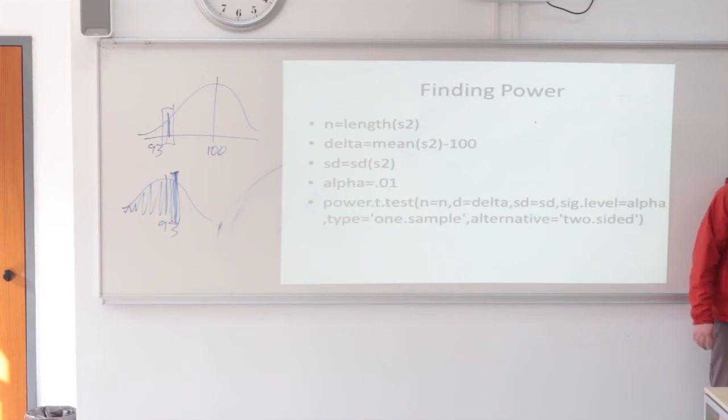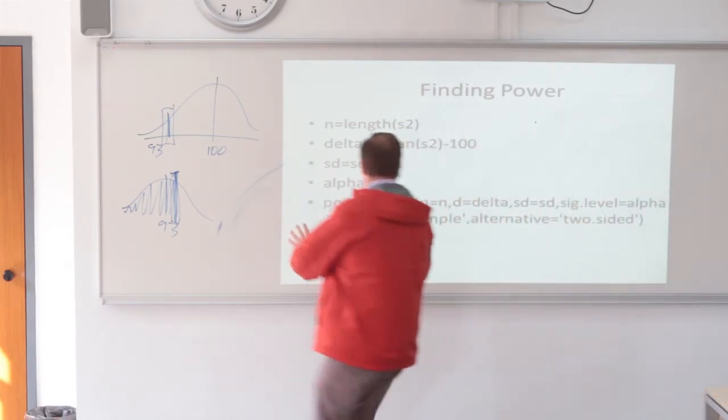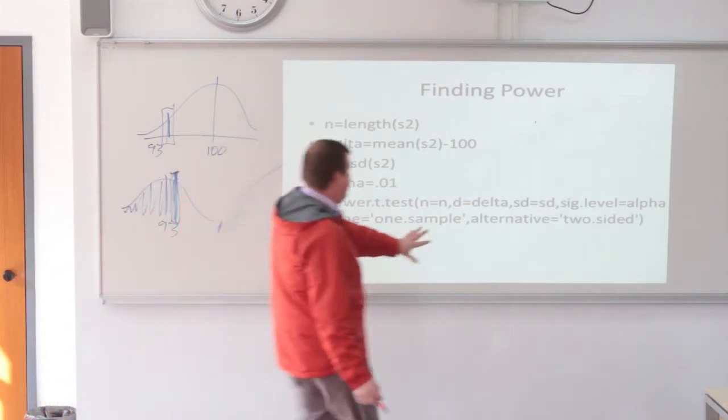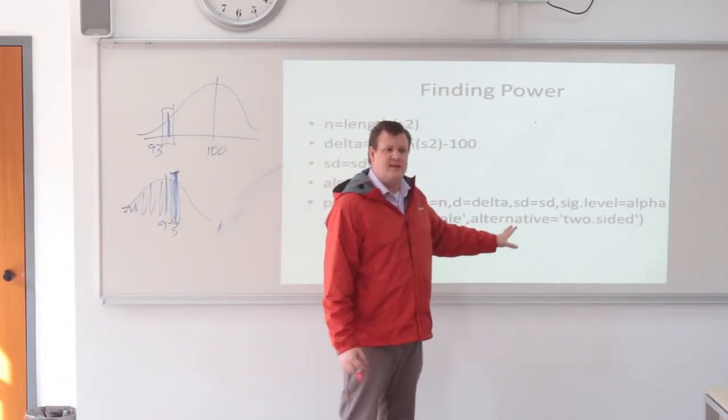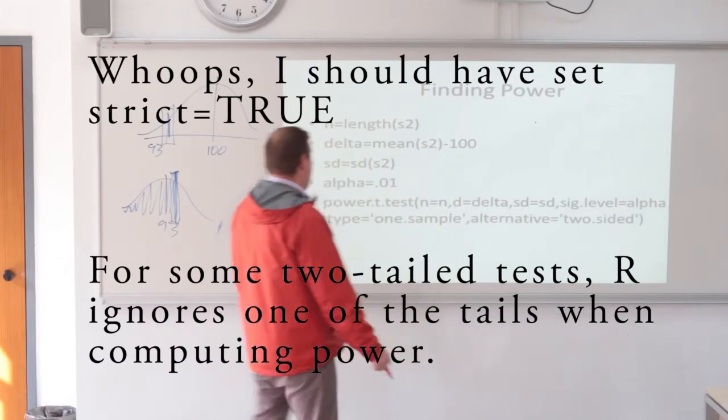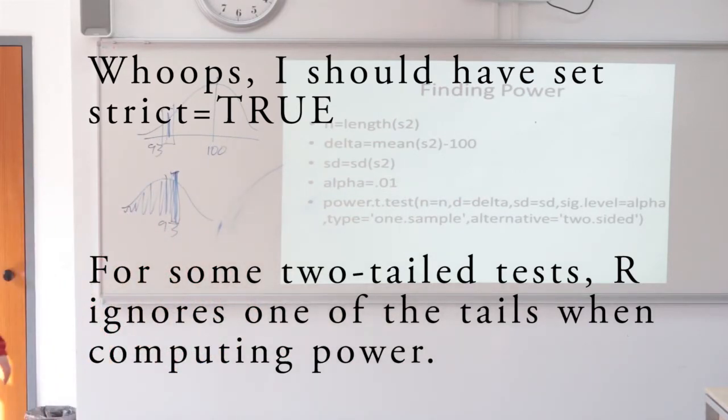Okay, let's now move on to the next. Defining power for the test that we just did. So to find power, we need n. You guys should already have that. Delta, it's the same thing that we had before. Standard deviation, it's the same thing you had before. So all we need to do is use power.t.test, and what have I changed? The alternative before said one-sided. Now the alternative says two-sided. Groovy. Okay, so go ahead and do that.